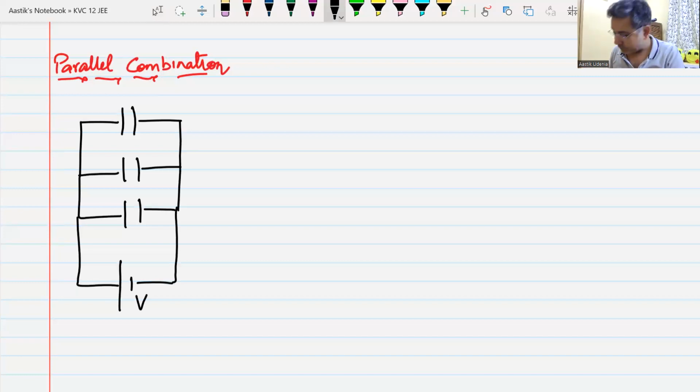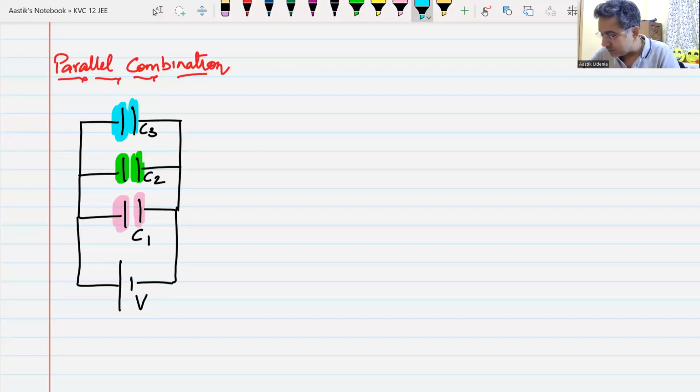Now, there are different ways of understanding it. And the more ways you can understand it, the easier it becomes for you. This is C1, this is C2, and this is C3. If you look at these plates, the pink plates are the plates of C1, green are the plates of C2, and my favorite blue is the plate of C3.